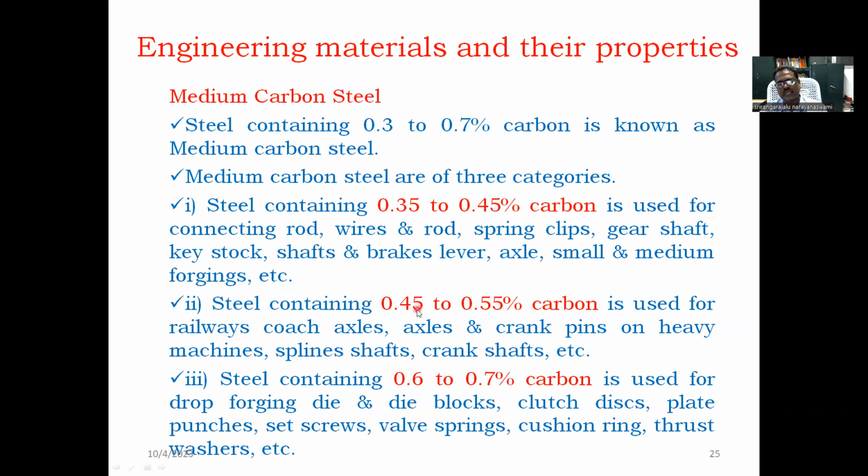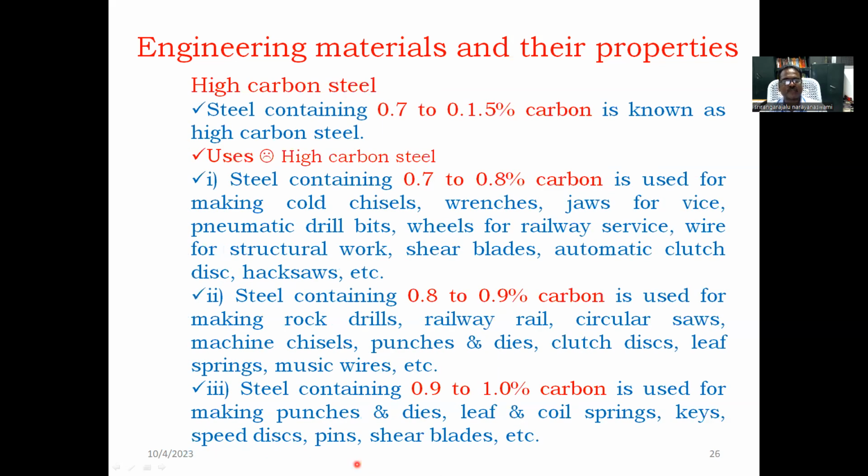Steel containing 0.45% to 0.55% of carbon is used for railway coach axles and crank pins, heavy machines, spline shafts, crankshafts, etc. Steel containing 0.6% to 0.7% of carbon is used for drawing forging dies and die blocks, clutch discs, plate punches, set screws, valve springs, cushion rings, thrust washers, etc.